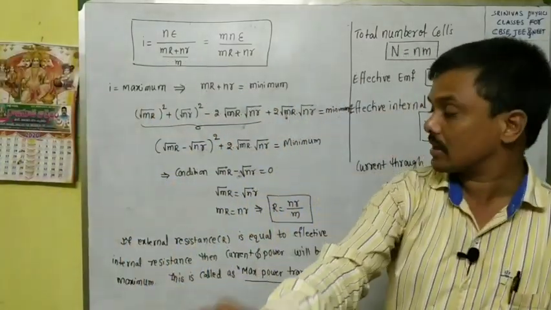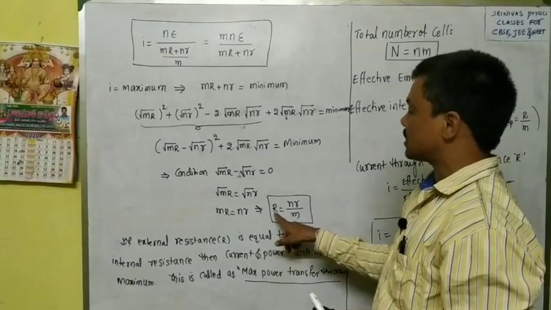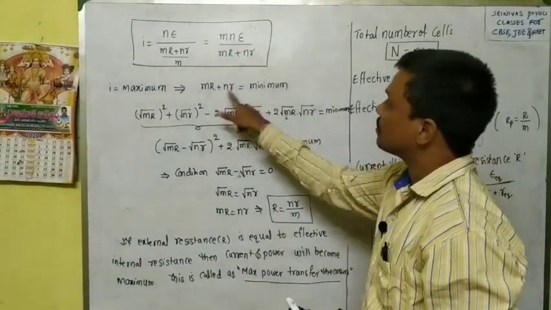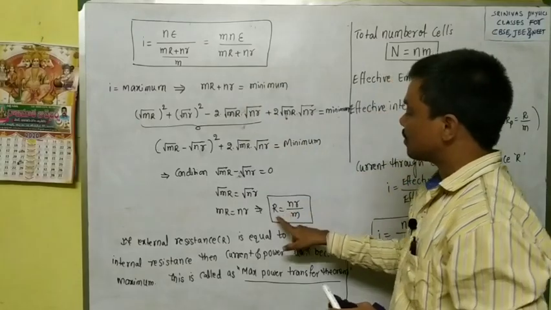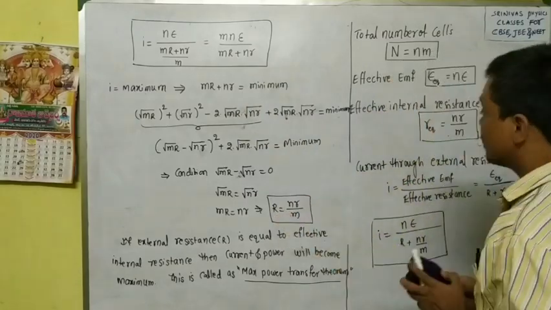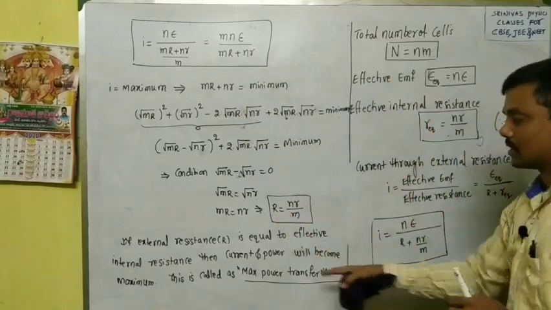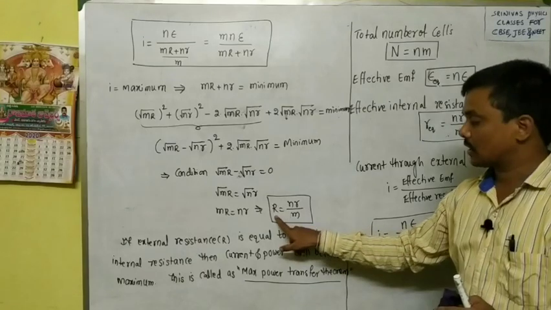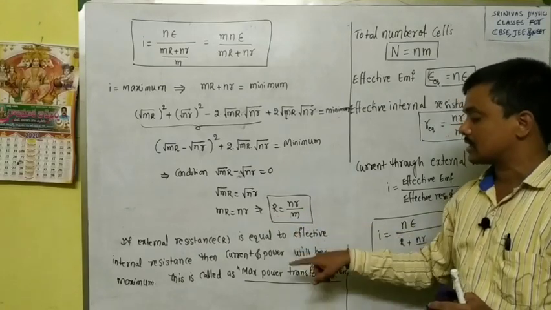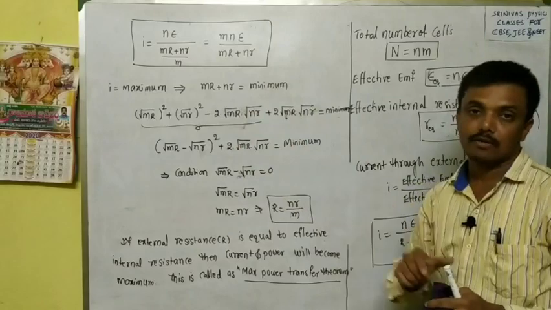To get the current as maximum, this term should be minimum. This term becomes minimum when capital R equals nr by m. If the external resistance is equal to the effective internal resistance, then the current becomes maximum.